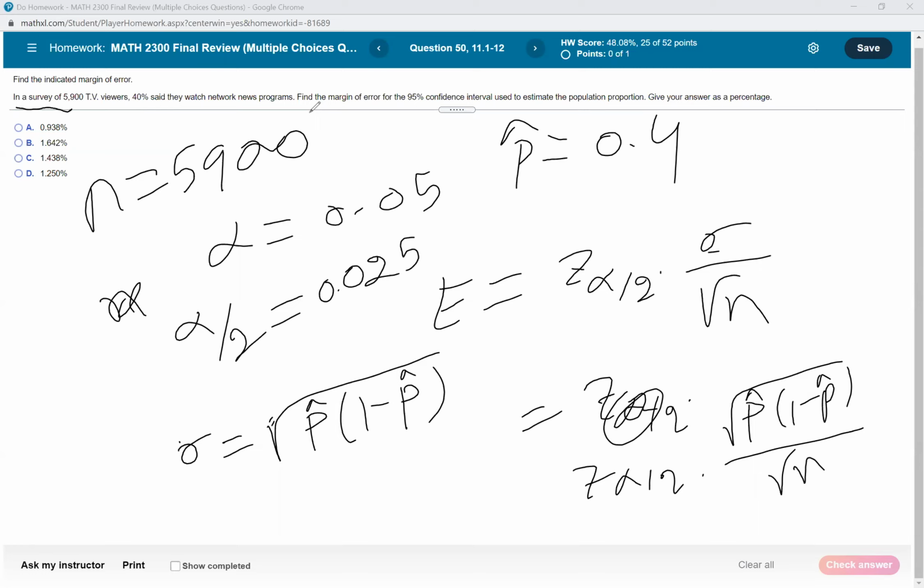So if you plug in all the numbers, it will be 0.4 times 0.6 divided by 5900, the square root of this, and times 1.96. So it will be 1.25%. So that means the margin of error is 1.25%.